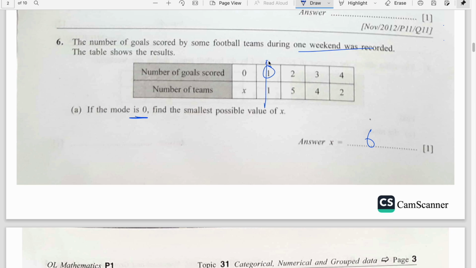Imagine this is the middle number. So whatever is on the right of it should be on the left of it. So this is 5 and 4, 9 and 2, 11. So x should be 11 only, then 1 could be the middle number.